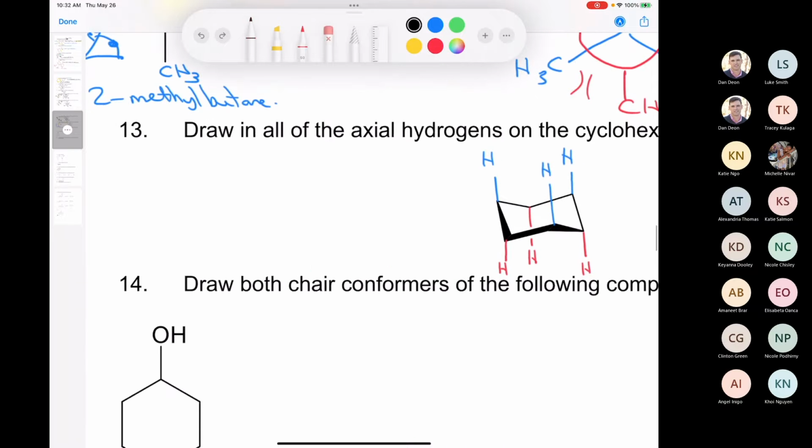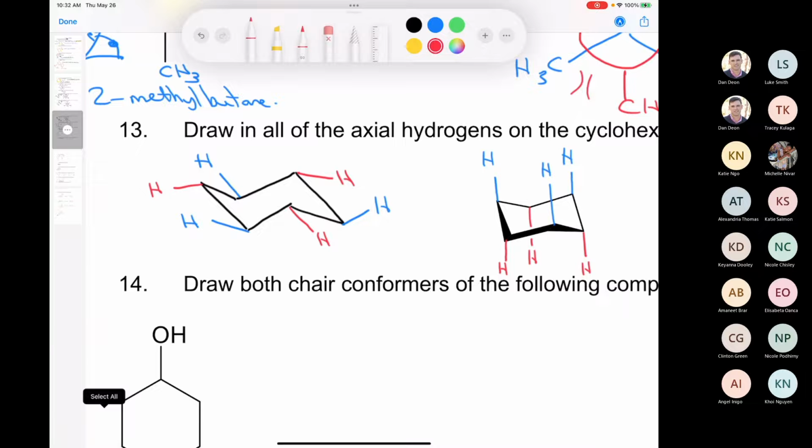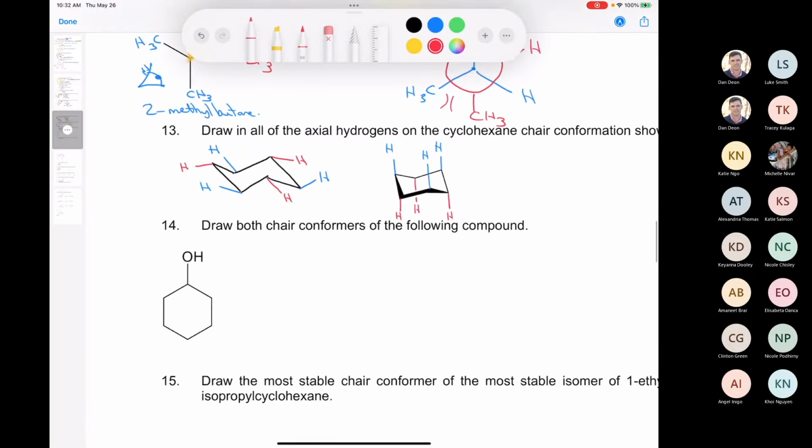You should also be able to draw in all the equatorial positions. We could get some practice on that too. And remember that they alternate as well. If you have something going up and equatorial, then you skip, and the next bond is going to be up and equatorial. Then you skip, and the next bond is going to be up and equatorial. So they alternate up and equatorial, down and equatorial, up and equatorial, down and equatorial, up and equatorial, down and equatorial. And so we've put in all the axial and equatorial protons on these 2 chairs. Let's get some more practice drawing some conformers of chairs.